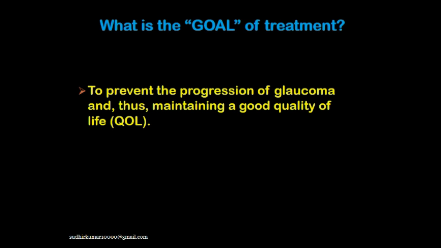So what should be the goal of the treatment? As in any other disease, the goal of treatment is the same, that is to maintain a good quality of life of the patient. In glaucoma also, the aim is the same, that is to prevent the progression of the disease, thus maintaining a good quality of vision and quality of life.